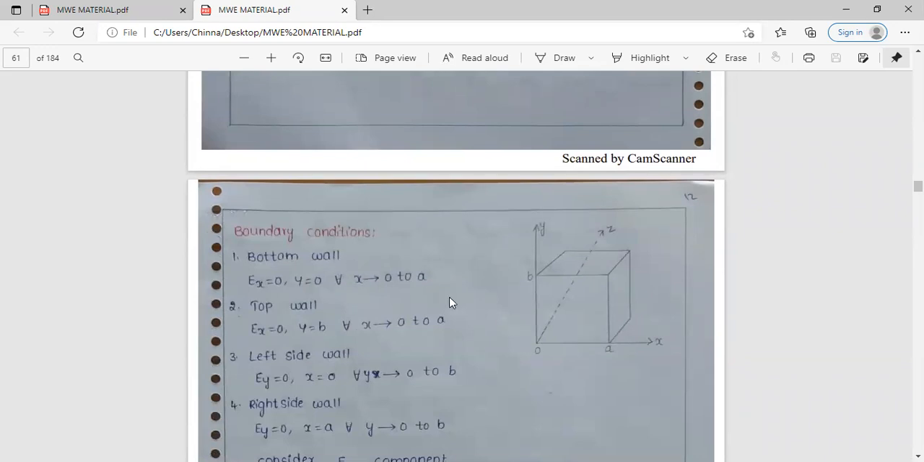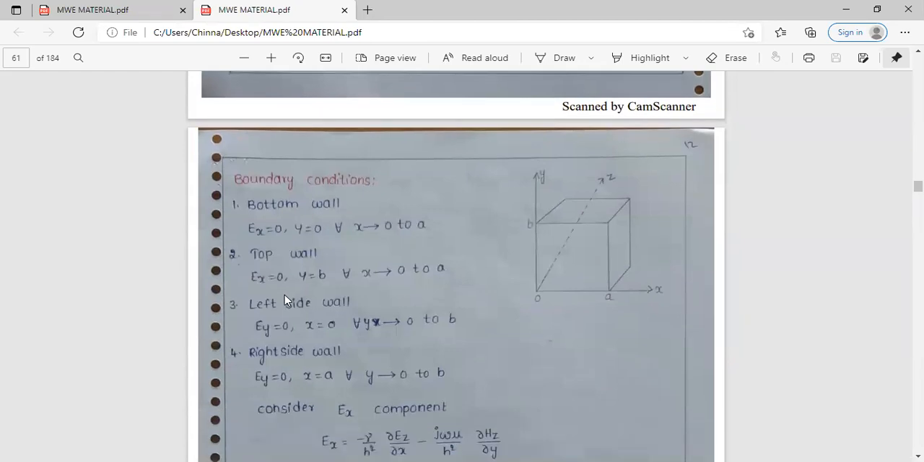So this is the TM wave. For the TM wave, you can consider the rectangular waveguide. This is the boundary condition: bottom wall and top wall, and left side wall and right side wall. Okay, this is the boundary condition. So boundary conditions, this is how the boundary conditions are for us.